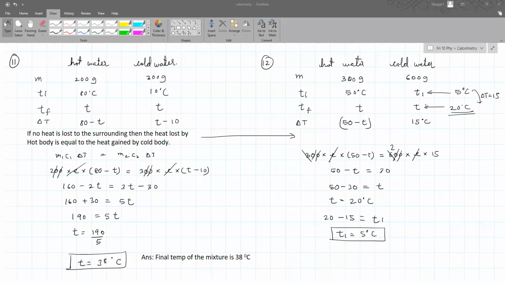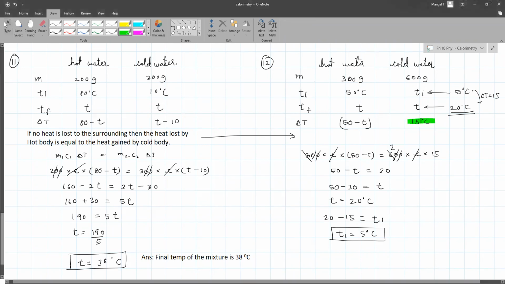The question says 600 grams of cold water, the temperature rises by 15 degrees Celsius. So that's the reason why I wrote 15 over here, because delta T means change in temperature, whether rise or fall. Rise for cold water, fall for hot water. The second part of the question says that when 300 grams of hot water, which is at 50 degrees Celsius, is added to it, the final temperature is not given. They could have asked us that as well.